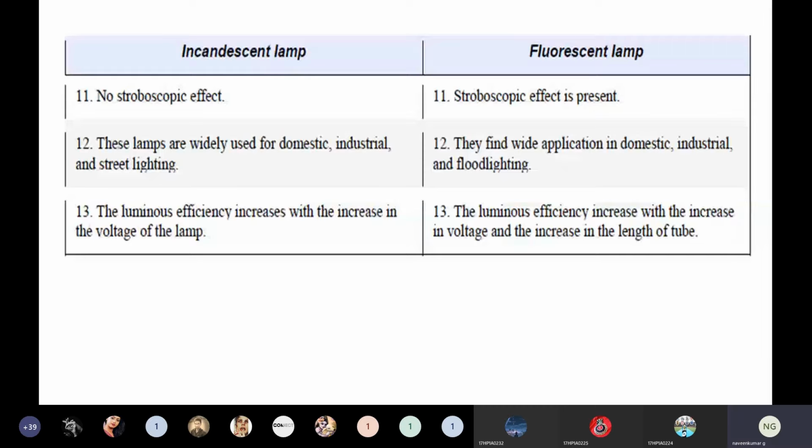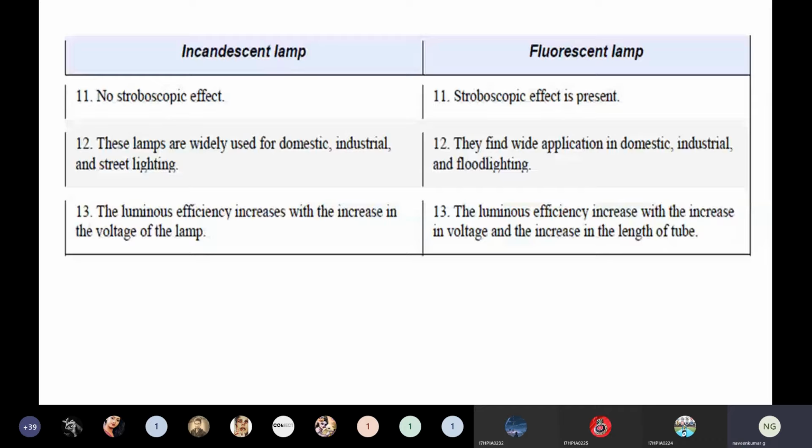Incandescent lamp, it does not have any stroboscopic effect. Fluorescent lamp obviously has stroboscopic effect. You are already aware of this stroboscopic effect from the previous unit. It is nothing but movement of images, okay, observed by the eye, though the images are not moving. Example is your fan. You observe that it is moving in the opposite direction, though it is moving in clockwise direction. You observe it to be moving in the anti-clockwise direction. This is because your eyes are having a stroboscopic effect because of fluorescence observed from the fluorescent tube.